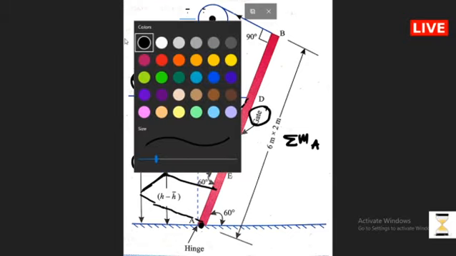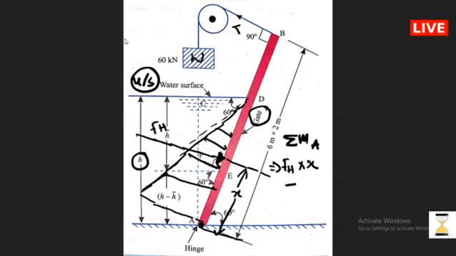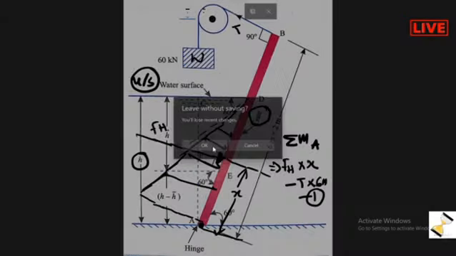Suppose this distance I am taking as h, and this one is x. This distance is given. Suppose this is the tensile force in the string. So the moment equilibrium equation about point A: the hydrostatic force into x minus the tension into this distance AB. AB is 6 meter. This is equation 1. Now you have to solve it. Let's solve this question.